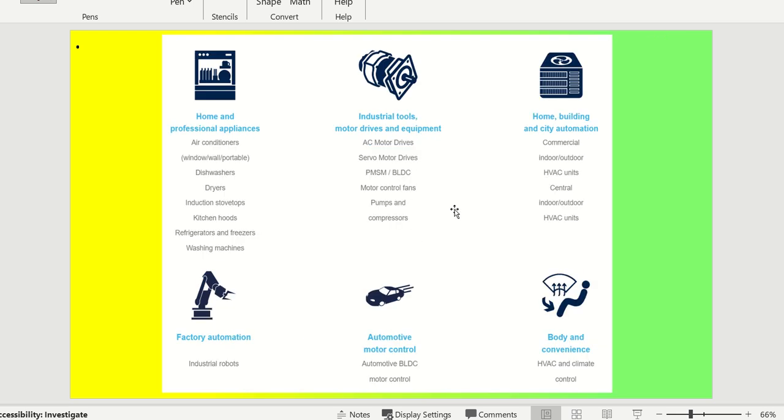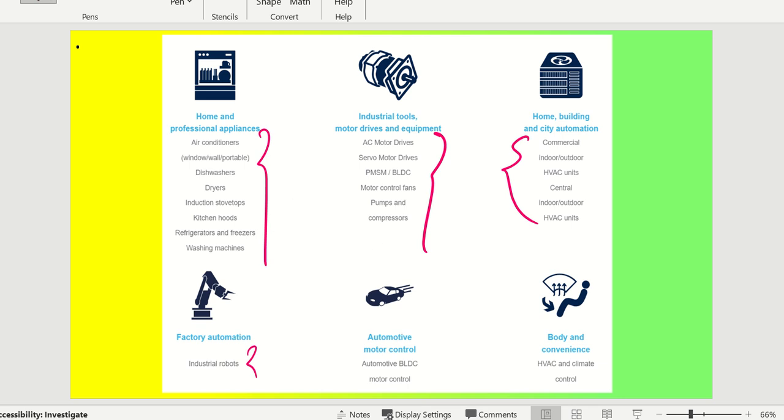If you want to see in detail, each of the sectors has different functionalities that you can see in this particular session. Okay, so in industrial, you can have industrial robots. We can have automotive BLDC motor drivers, that is brushless DC motors, and we have HVAC and climate controls and all. Similar to that, we have a lot of utilization in home and professional appliances.